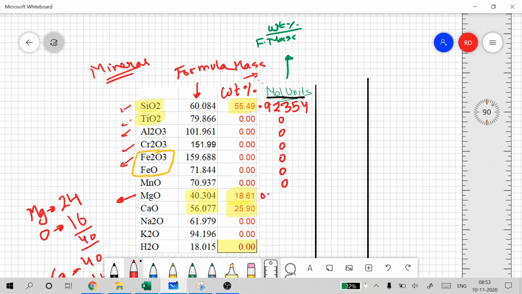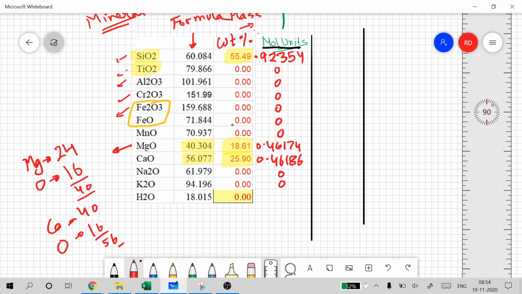0.4617. What about CaO? 0.4618. Point 0 4618. 6. Okay, and these will be 0 again. Okay, all these will be 0.